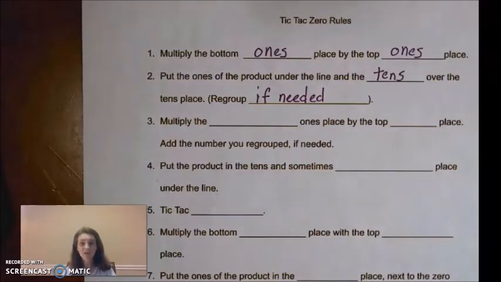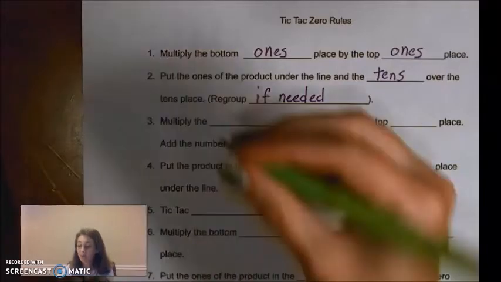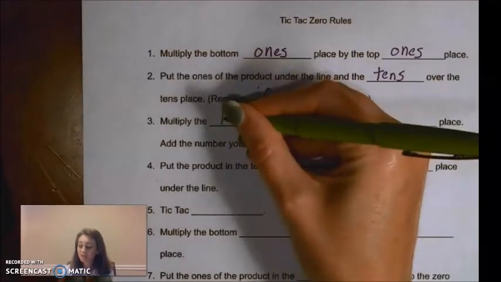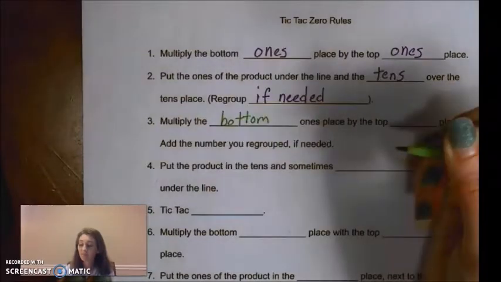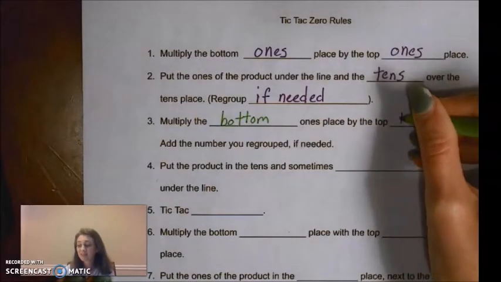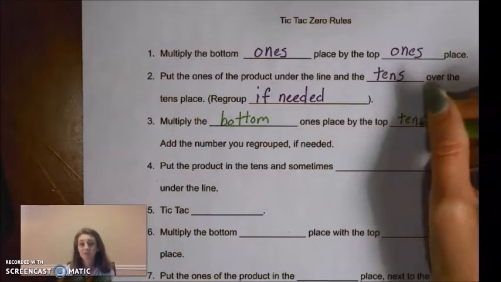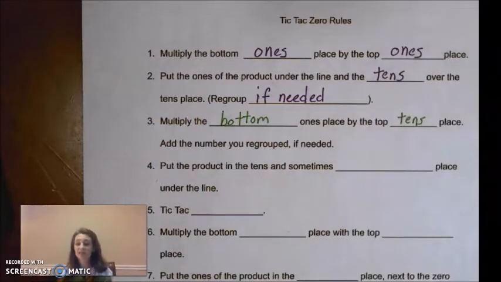Okay, our next step. Multiply the bottom ones place by the top tens place. Just move over one place. Stay same number on the bottom, the ones place on the bottom, times the tens place on the top. Then you're going to add the number that you regrouped if needed. If there's a number up there, you add it. If there's not, you can't, so you don't.